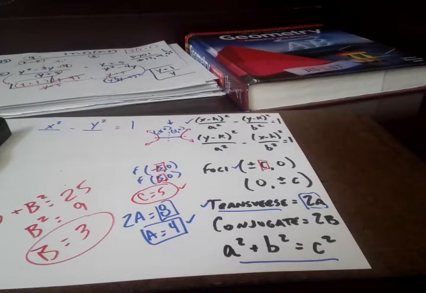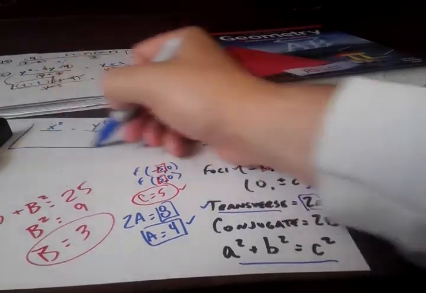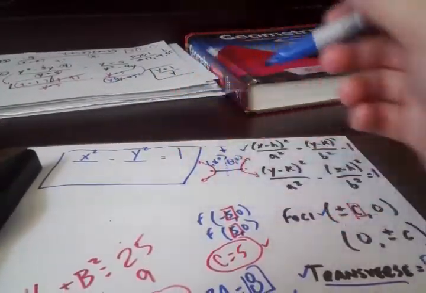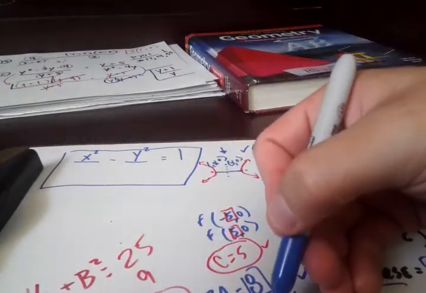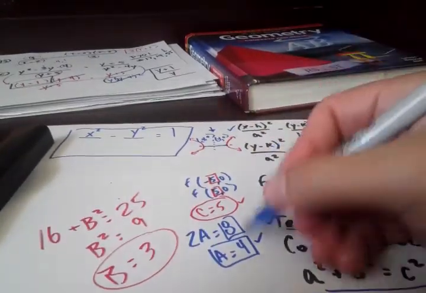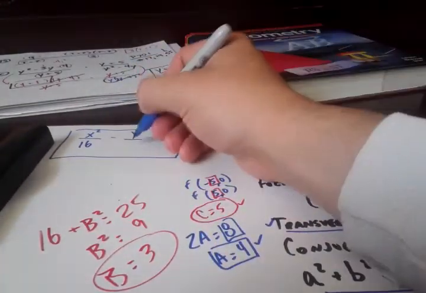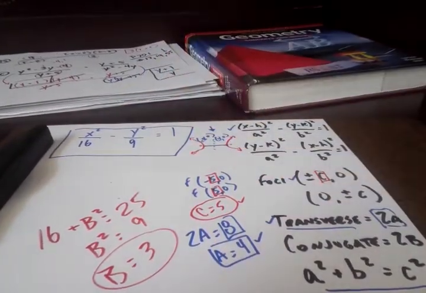To finish our problem, we go back to our equation up top and throw in a squared and b squared. a was 4, so a squared is 16, minus b squared, where b is 3, so this is 9. So our answer here is x squared over 16 minus y squared over 9 equals 1.